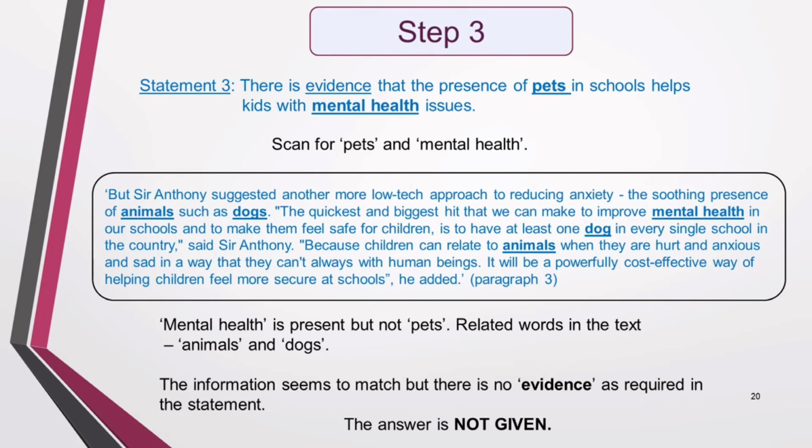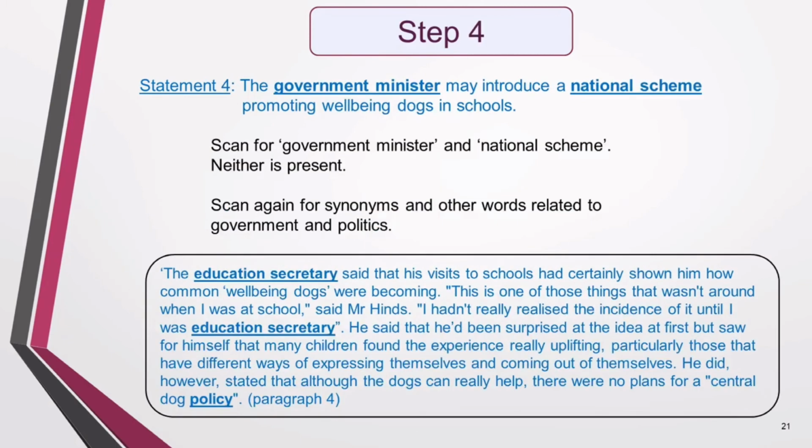I read in detail to get the meaning of the text. It seems to match the information in the statement, but there's another very important keyword in the statement that I need to consider, and that's evidence. This means proof of the idea being suggested. While the ideas match, there's no direct evidence stated, so I mark the answer not given. Now you can see why not given answers can be challenging.